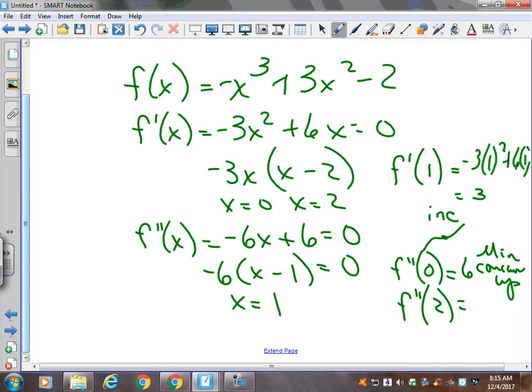And then if I plug in 2, I get negative 6 times 2 is negative 12 plus 6 is negative 6. So it's concave down. So it's a max.